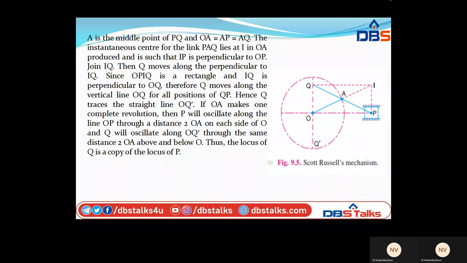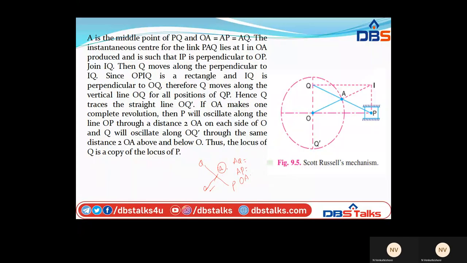And OA is equal to AQ, equal to PA. That means here A is the middle of the straight line QAP. This line is bisecting at A, which is at the middle. So AQ is equal to AP, and at the same time the crank, that is OA, also has a length that may be equal.